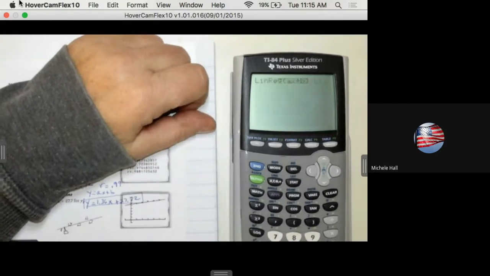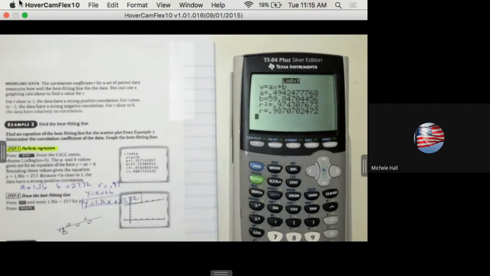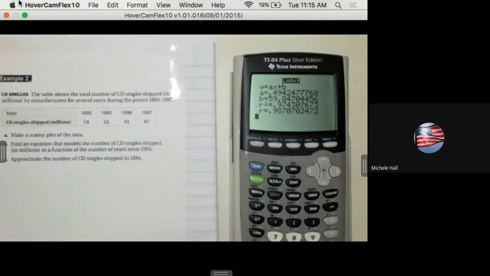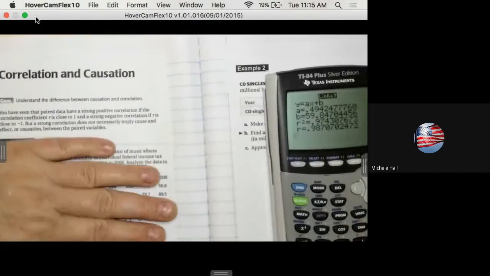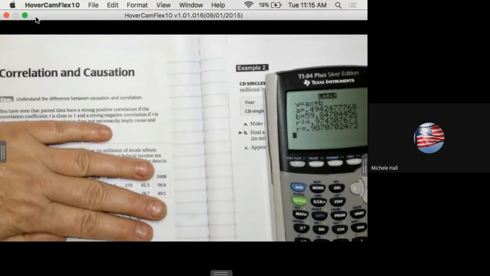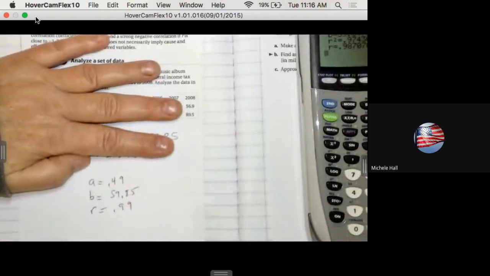Enter, and calculate. I would still write down A, B, and R just in case something happens. So here we are next to this example over here. We're going to write down what A equals 0.49, B equals 59.85, and R equals 0.99. I have all my data.